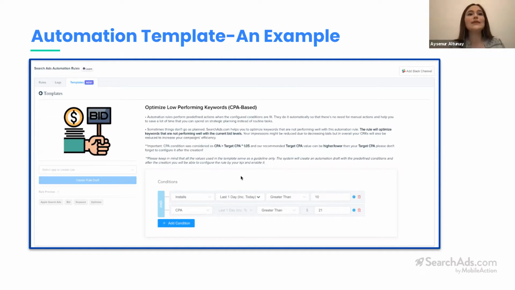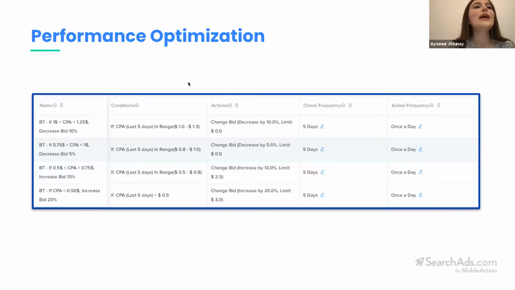For example, here you see a CPA based automation template, and this template has a condition: if my CPA is greater than $21, and if my installs, we have two conditions here, if my installs in the last day is greater than 10, then take this action. So this is a template. You can make arrangements. This is just an example. We have a lot of templates based on other metrics as well. This is an example of CPA based. And also we can create our own automations from scratch as well.